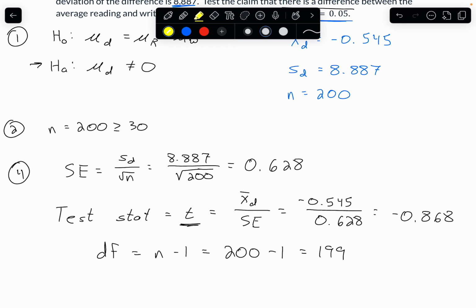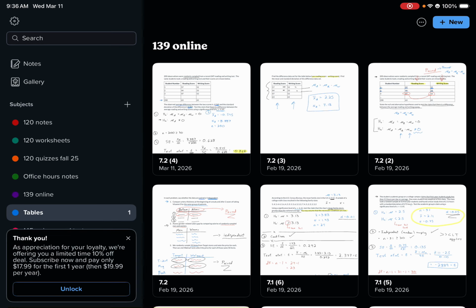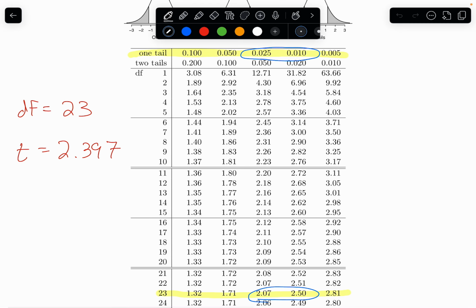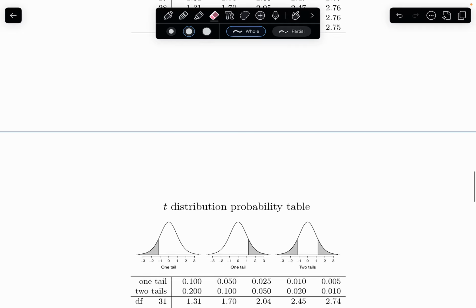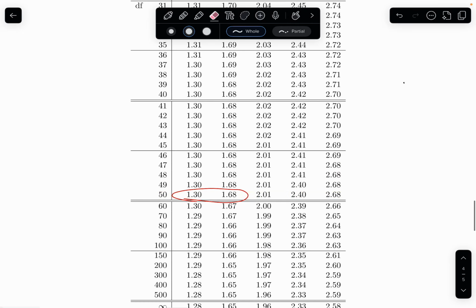So the numbers that I'm most interested in right now to go estimate my p-value are the test statistic, negative 0.868, and my degrees of freedom, 199. I'm going to need those two numbers to go find my p-value. So next step, I need to hop over to my t-table. Let's erase just so that we don't get mixed up looking at this. And actually, we're going to need a higher degrees of freedom. We're going to be looking down here.